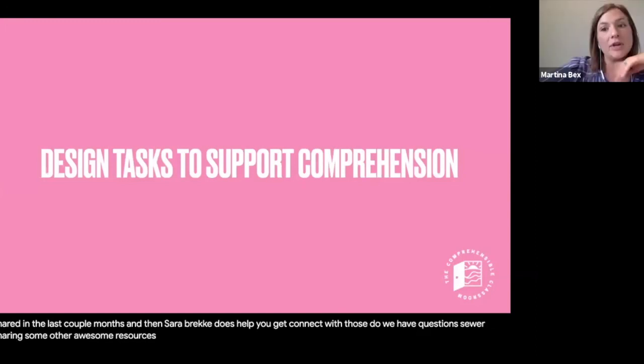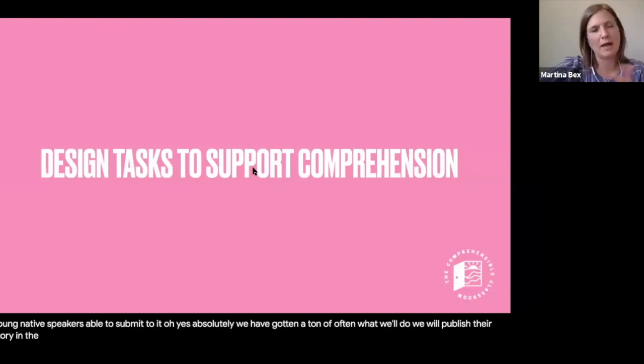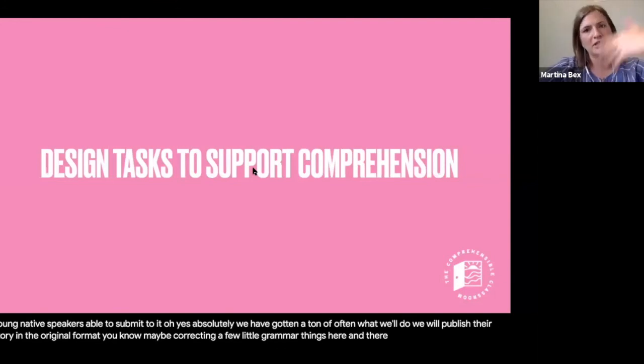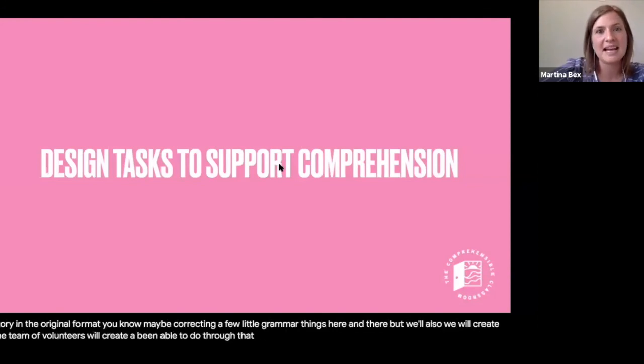Oh, yes, absolutely. We have gotten a ton of submissions from heritage speakers of Spanish and native speakers of Spanish. Often what we'll do is publish their story in the original format, maybe correcting a few little grammar things here and there. But the team of volunteers will also create a simplified version of it as well, so that students can read it in sequence, and that supports language learners in understanding that rich language. That has been a really cool thing that we've been able to do through that. So yes, absolutely.